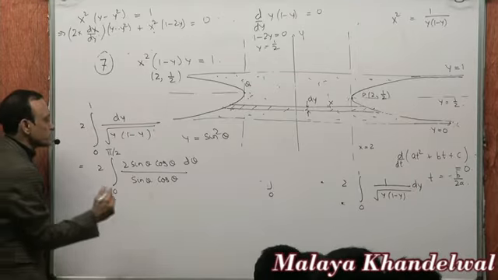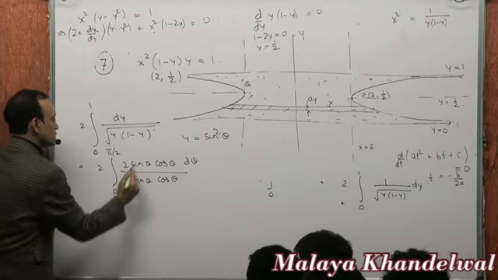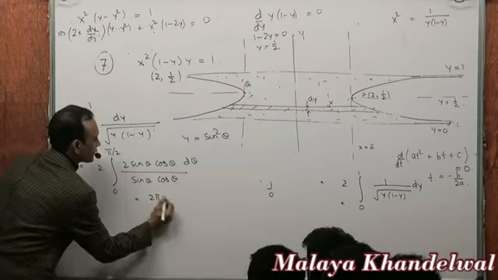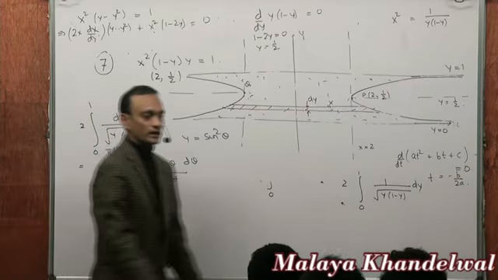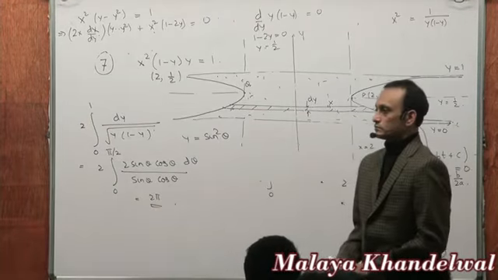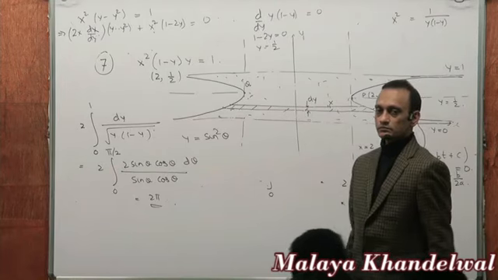Right now, very clearly this gets cancelled. So that makes it 2 pi. That's the required area, 2 pi. Sounds good?